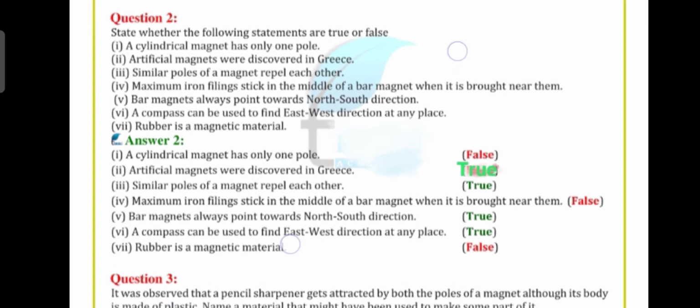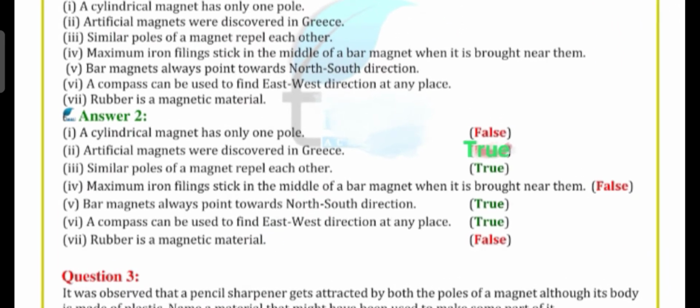Okay, let us see. First one. A cylindrical magnet has only one pole. True or false? It is false because every magnet has 2 poles. Every magnet has 2 poles. Which are the 2 poles? North pole and south pole. Okay, so every magnet has 2 poles.